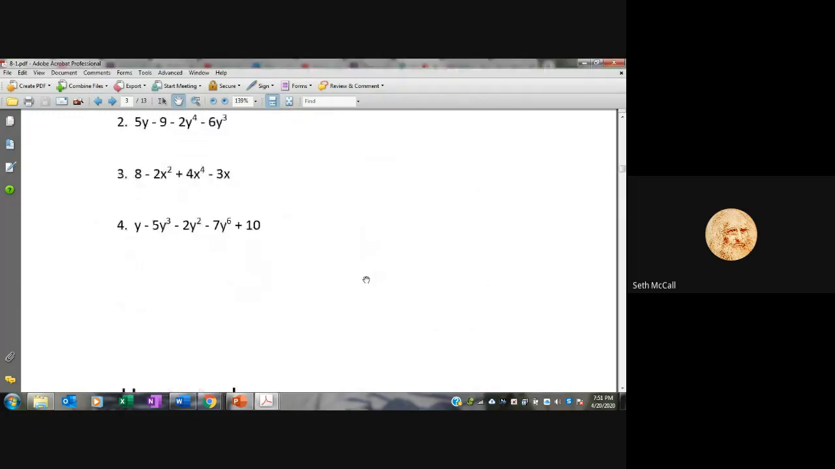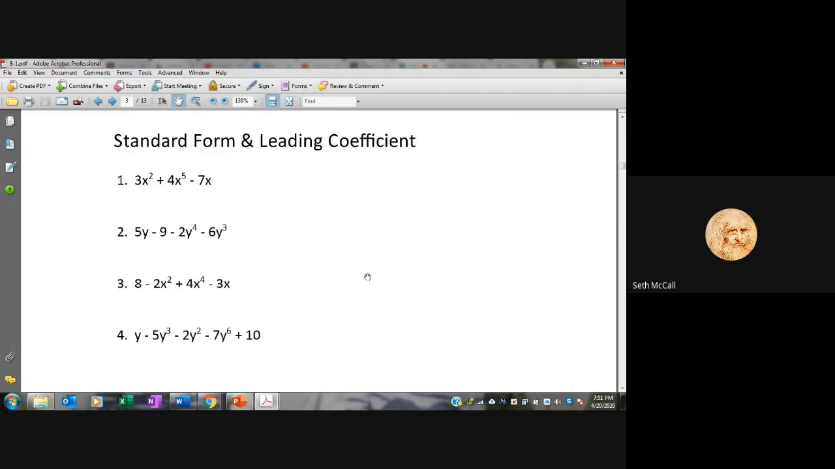All right, so let's try a few of these. I've got 4 example problems for you, and then I'll let you loose to try some practice problems on your own. So let's go ahead and do the first one. You can see the first one, we have a 3x squared, and then we have a plus 4x to the fifth, and then minus 7x.